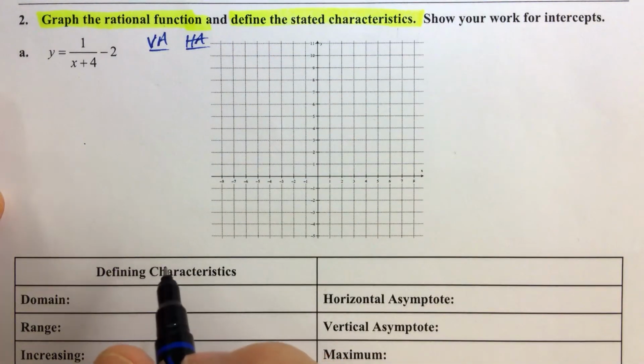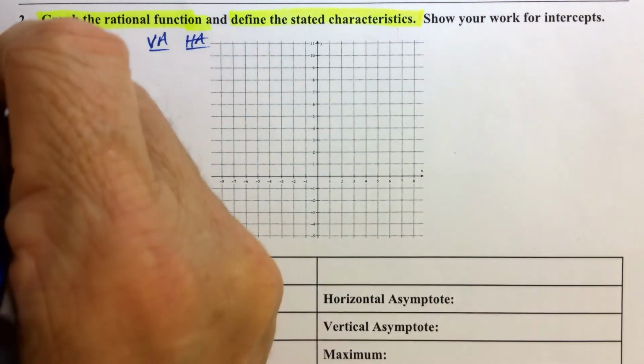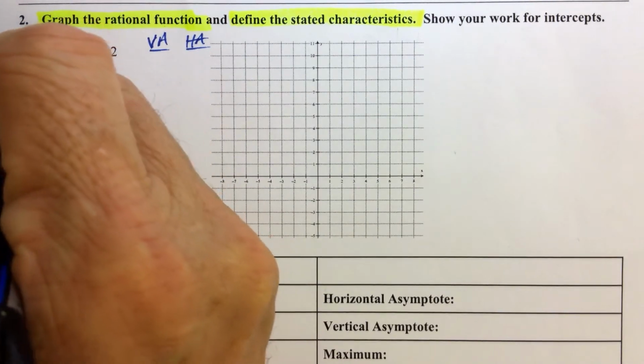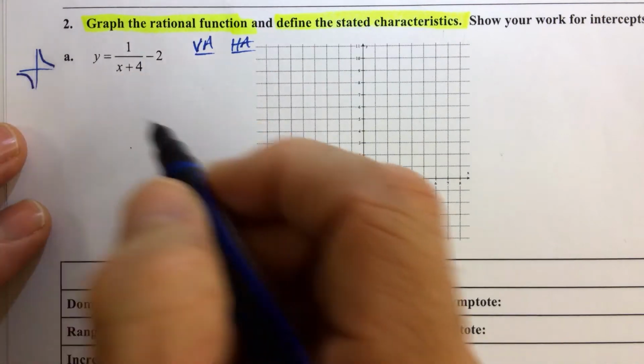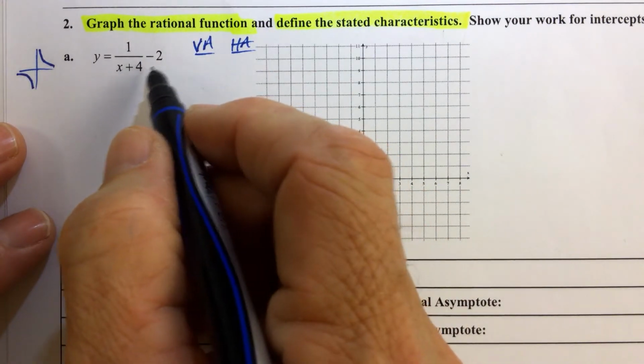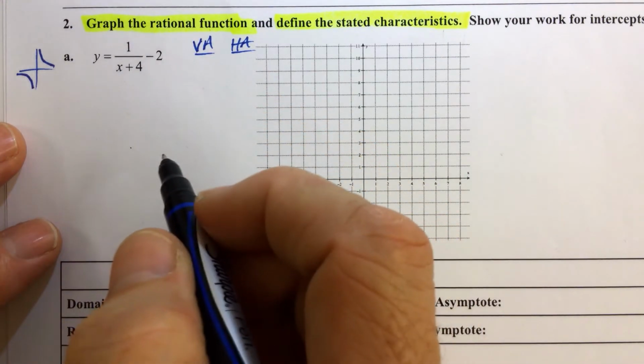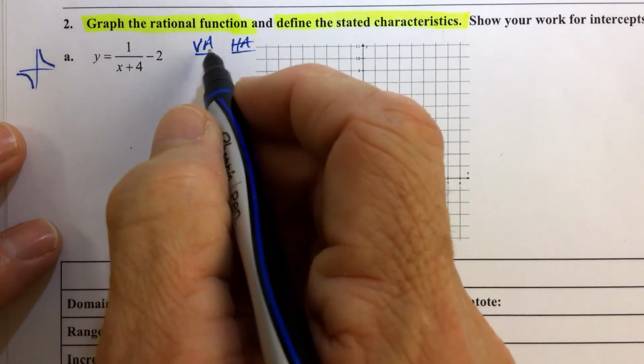Well, our parent function is y equals 1 over x, so we know it's going to look like this. The graph is going to look like that, but it's going to be shifted left, right, up, down, something like that. But how do we find our vertical asymptote?